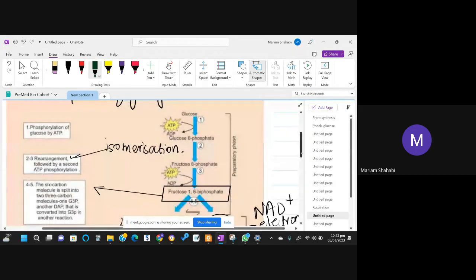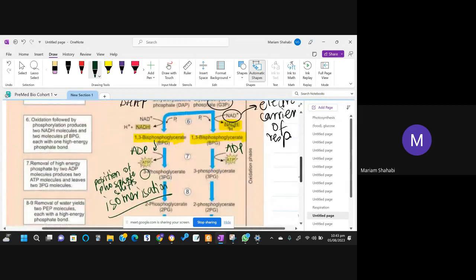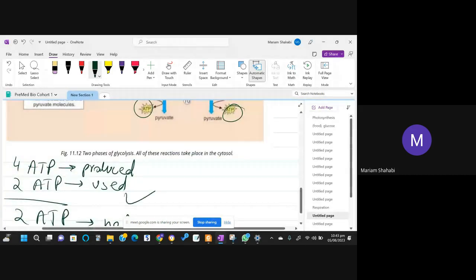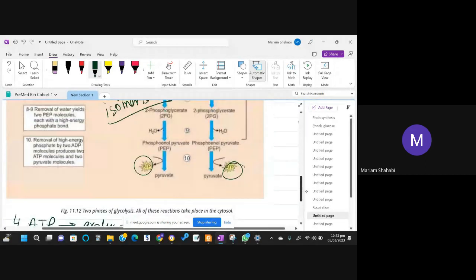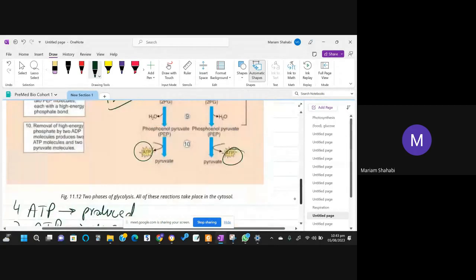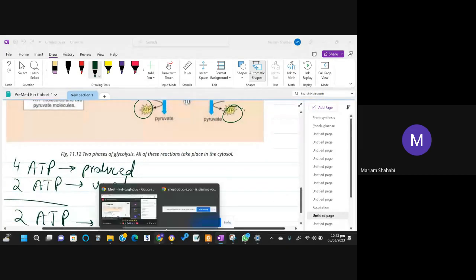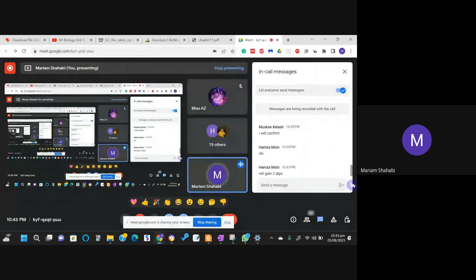You are unlikely to be asked these intermediates, which compound is being formed where. But what you will definitely be asked is how much ATP is being produced, where glycolysis is taking place, what is the electron acceptor, and how many steps. These kinds of questions will definitely come. So far, does anyone have any problems understanding this? Net gain is of 2 ATPs, exactly. Does anyone have any problems understanding this?